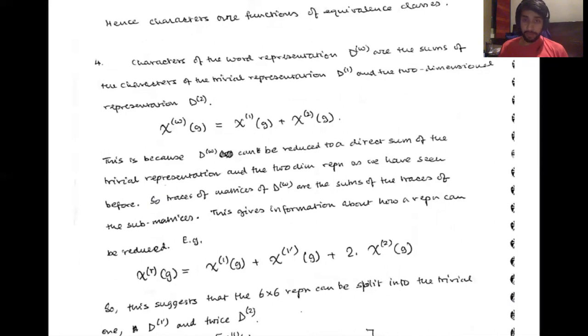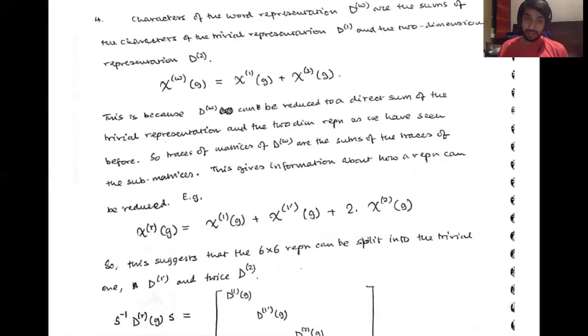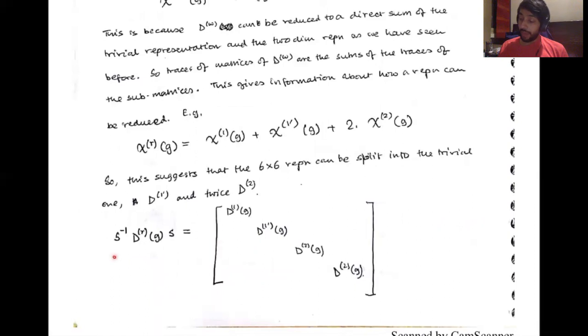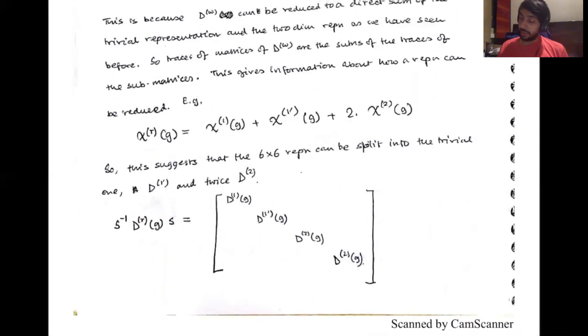For example, it also suggests that if you were to look at the six-dimensional regular representation, this can be looked at as a sum of chi1 plus chi1 prime plus 2 times chi2. So this indicates that the 6 cross 6 representation can be split into the trivial one, the other one-dimensional one, and twice the D2. So you will have an S and S inverse such that this goes into D1, D1 prime, and two of these D2s. This is something that you can explicitly see as well.